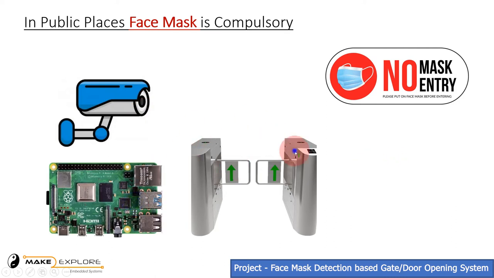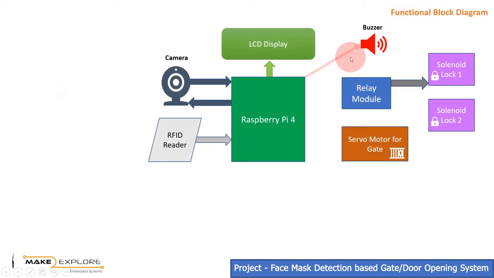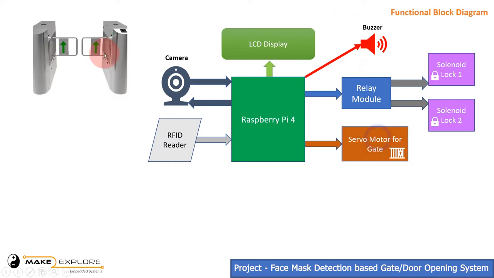Wondering how it will work? Let's see the detailed functional block diagram of this project. Here is the block diagram of the project. Raspberry Pi 4 is interfaced with a camera, RFID reader, LCD display, buzzer, two-channel relay board, gate locks, and servo motor to open and close the gate. All these blocks. Okay, now let's see how it will work.